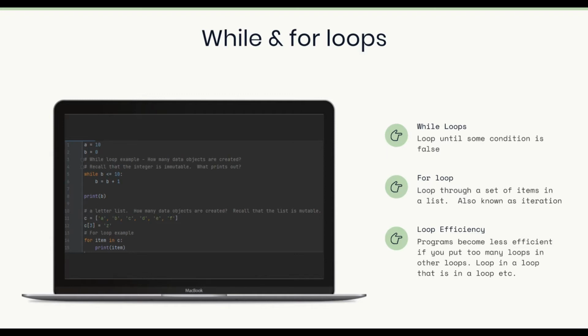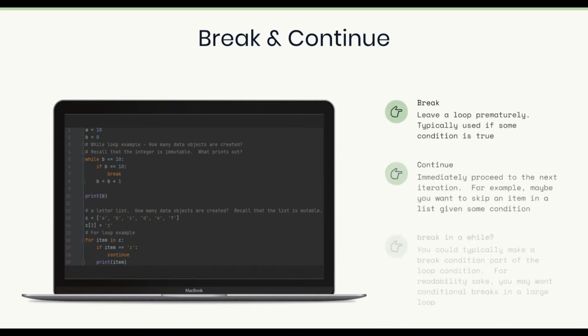Now let's go ahead and move on to the next item. Break and continue. Break: leave a loop prematurely. Typically used if some condition is true. So at line 6, we can say if b is equal to 10, break. So what's going to happen here is that once b is equal to 10, it's going to break, and then if we print b, it's going to of course print 10 instead of 11 because it doesn't finish the iteration. It breaks out of the loop.